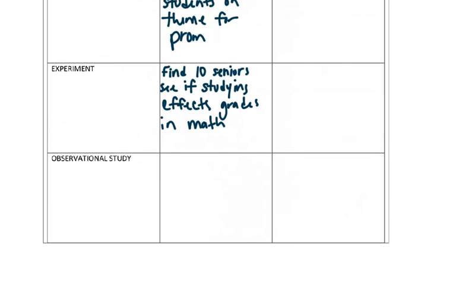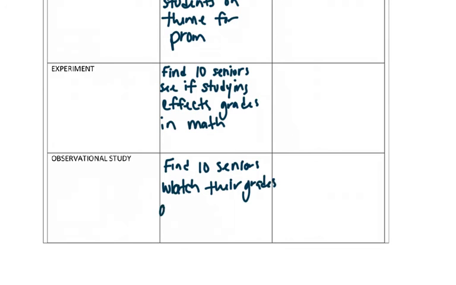And the last is an observational study. We could just find 10 seniors, and we could just watch their grades and study habits. We wouldn't have a control group to compare it to. We would just be watching them and seeing what kind of data we could analyze.